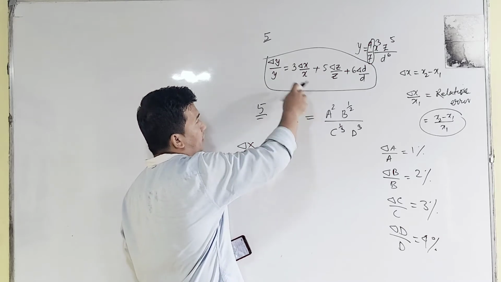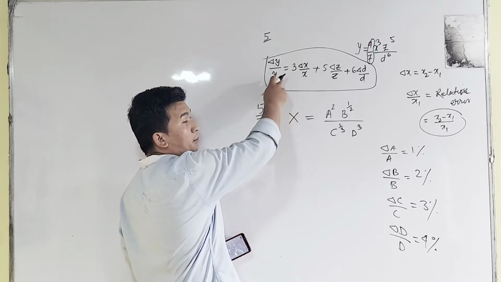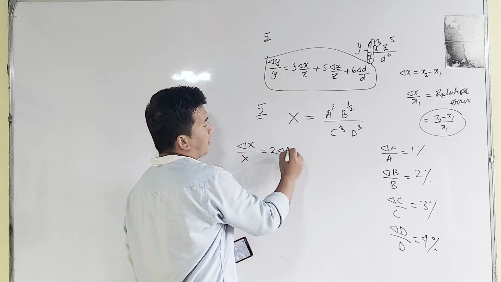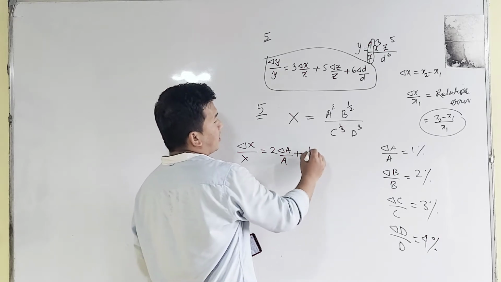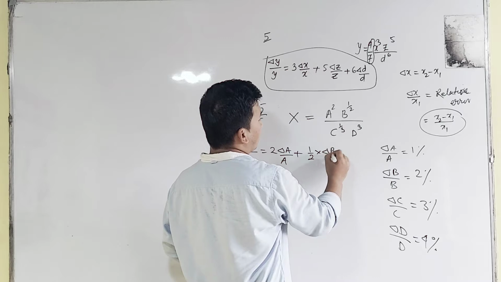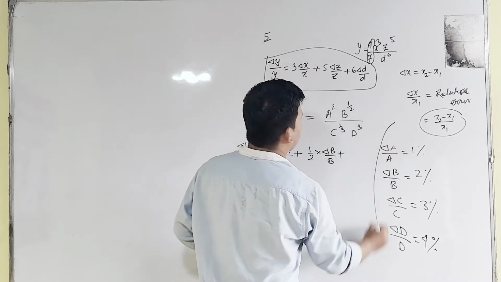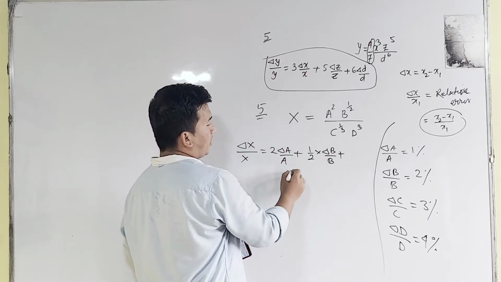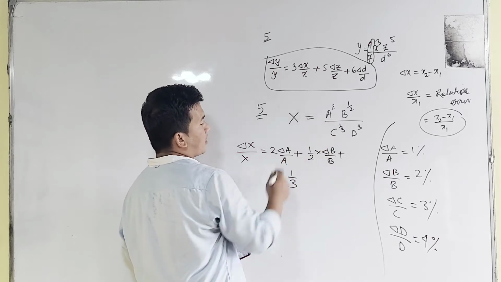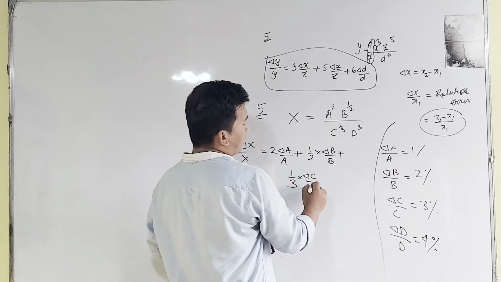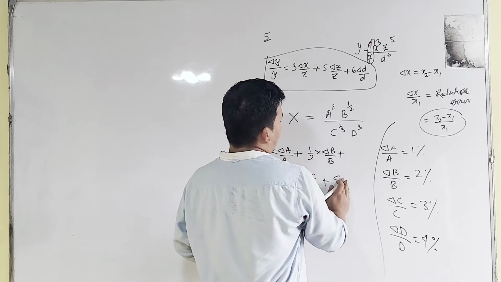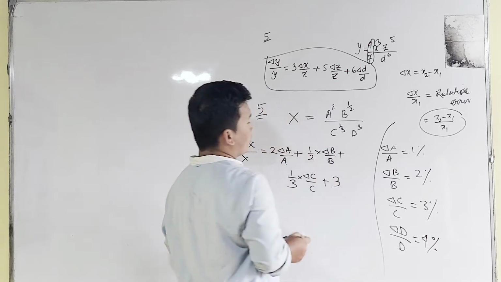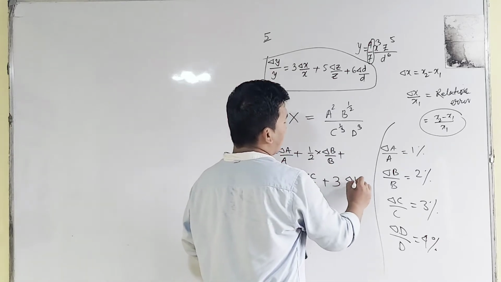we have already written the formula for a function expressed in terms of power. For A it must be expressed as 2 delta A divided by A, plus half into delta B divided by B, plus what are the remaining variables? The remaining variables are C and D. What is the power of C? Power of C is 1 by 3 into delta C by C, plus what about your D? It is raised to the power 3, so 3 delta D divided by D.